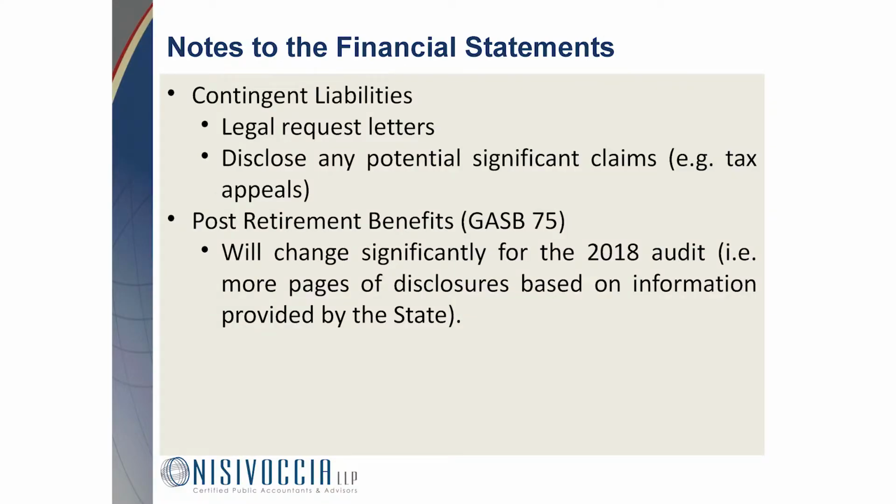And we typically try to talk to your tax assessor too and get a listing of all the significant tax appeals and do an assessment on whether your reserve is built up enough or not, or if you do need to establish a reserve. And GASB 75, I had talked about before, so I'm not going to go too much into detail about it now.